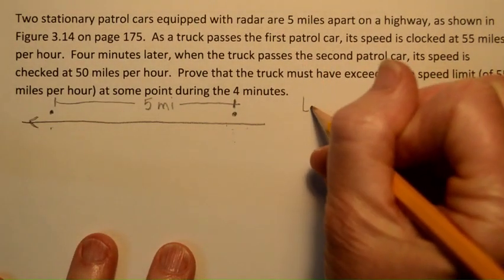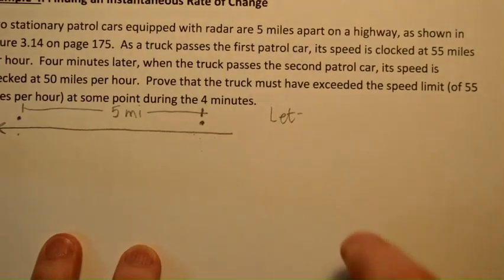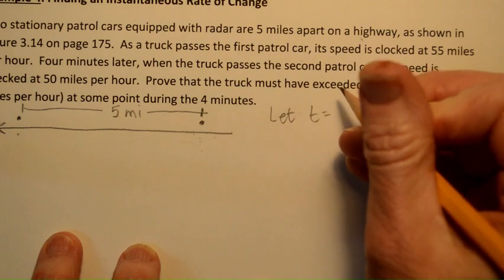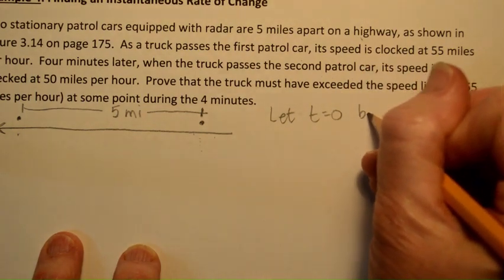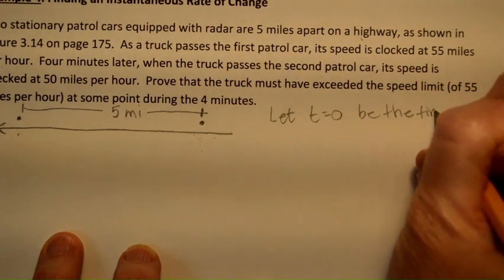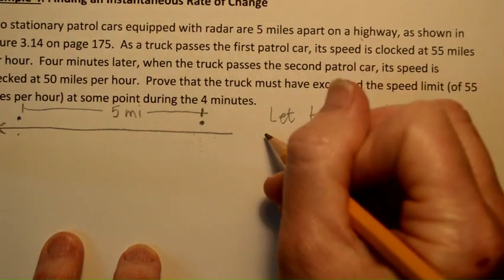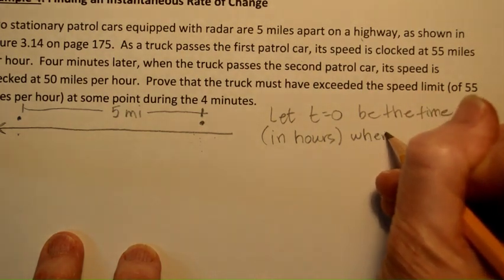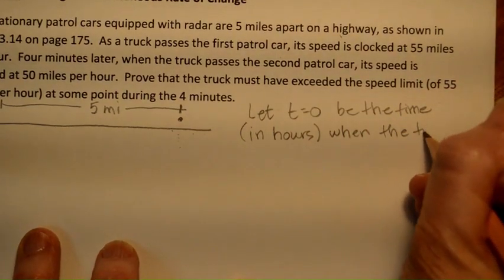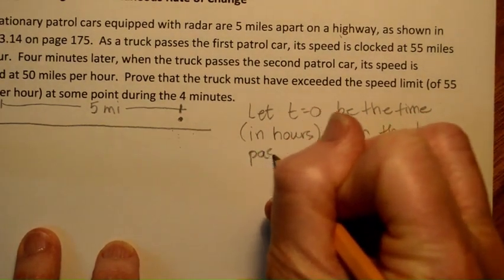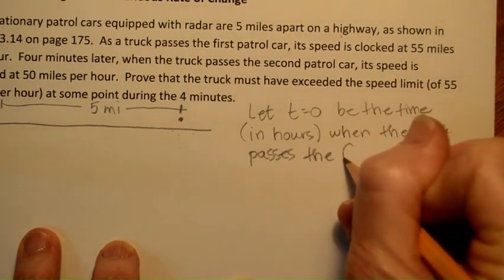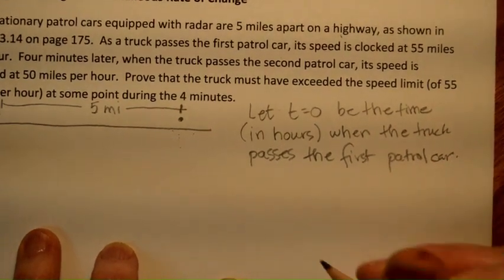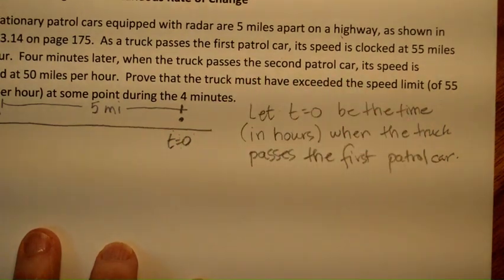So let t equal 0 be the time in hours when the truck passes the first patrol car. All right, so this is going to be t equals 0.